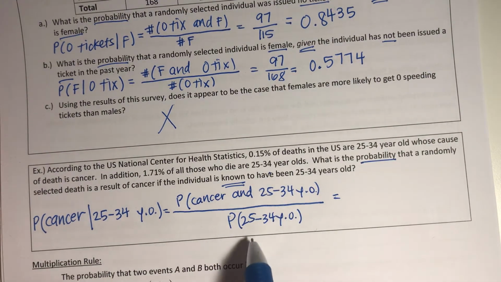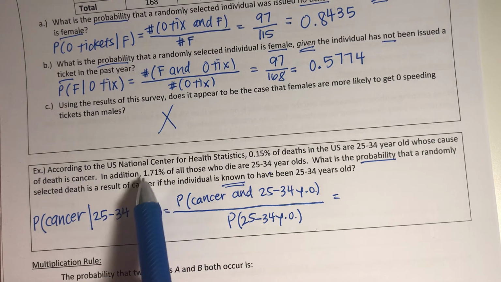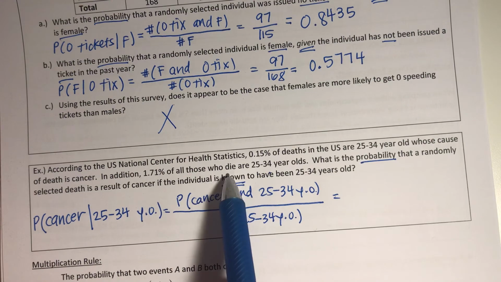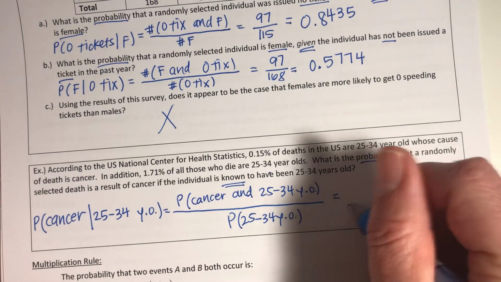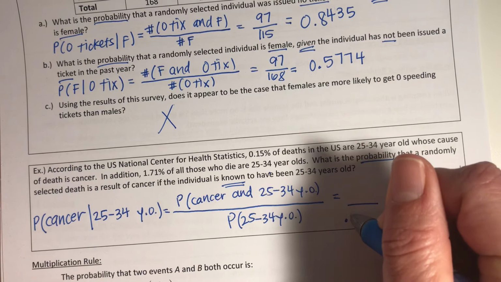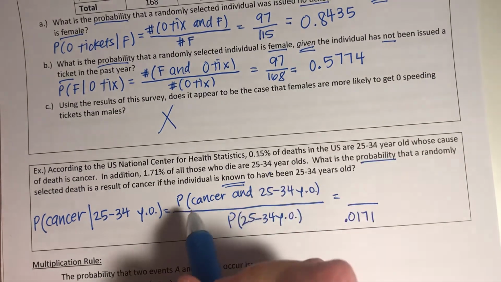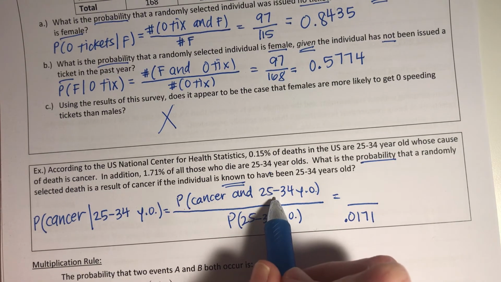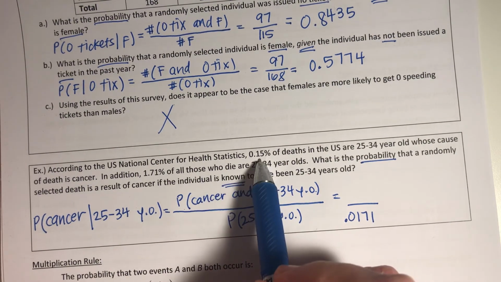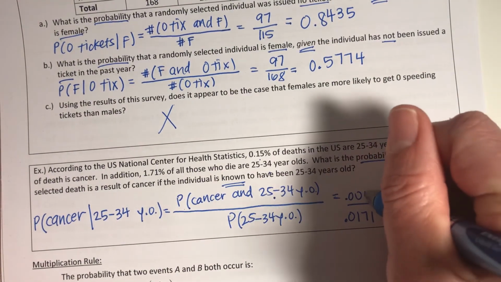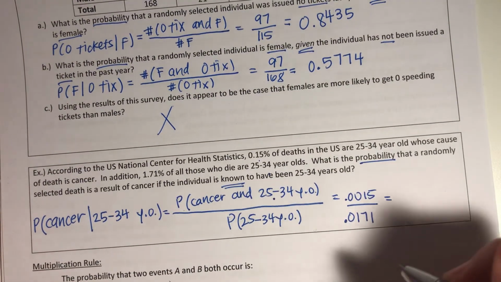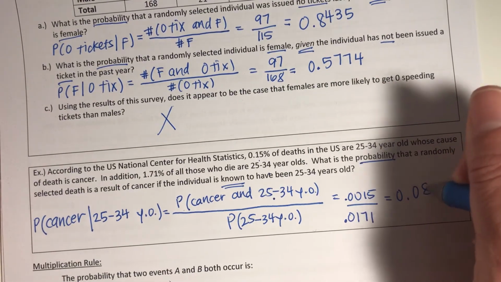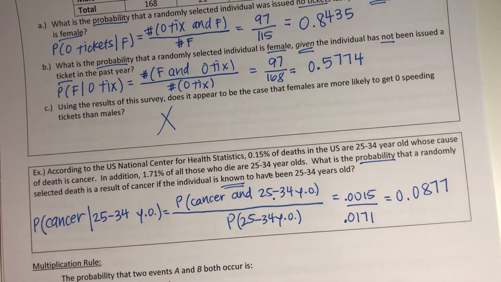So going ahead and looking at the number of people that it says 1.71% of those who die are between this age. So that would be our denominator here, which is moving the decimal twice, 0.0171. And then the numerator, the probability that you passed away from cancer and you were 25 to 34 years old, is up here as 0.15%. So again, moving it twice to the left. And then going ahead and dividing these, we get 0.0877. And again, round 4 decimal places.